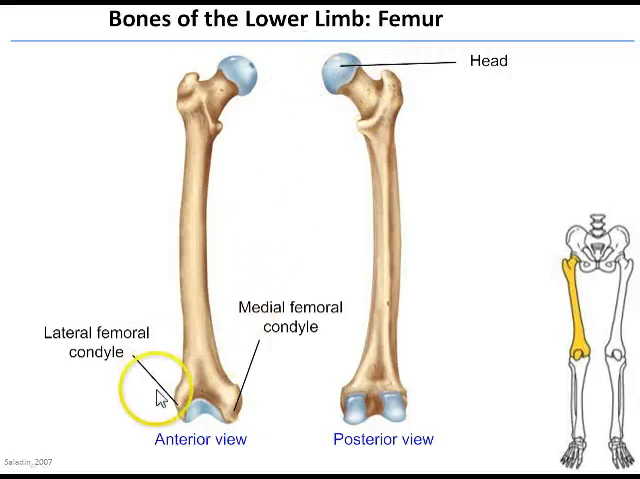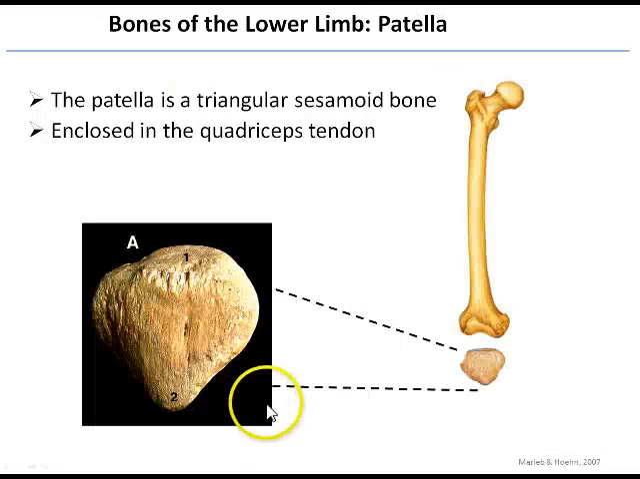On the distal end of the femur, we find two round, convex points, which are the medial and lateral femoral condyles. It is these two condyles, which are articular surfaces, that articulate with the tibia to form the knee joint. Located anterior in the knee region is the patella.